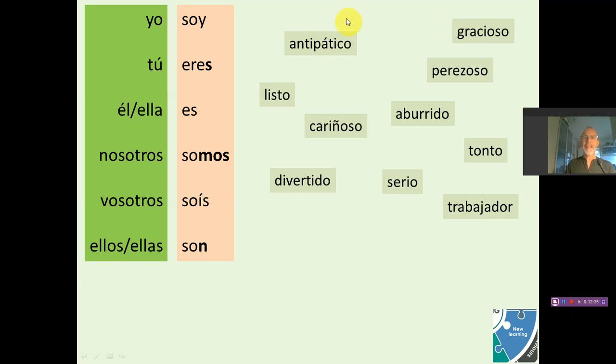Okay, so antipático. We know antipático means mean or nasty, and it pairs usually with simpático, which means nice or kind.